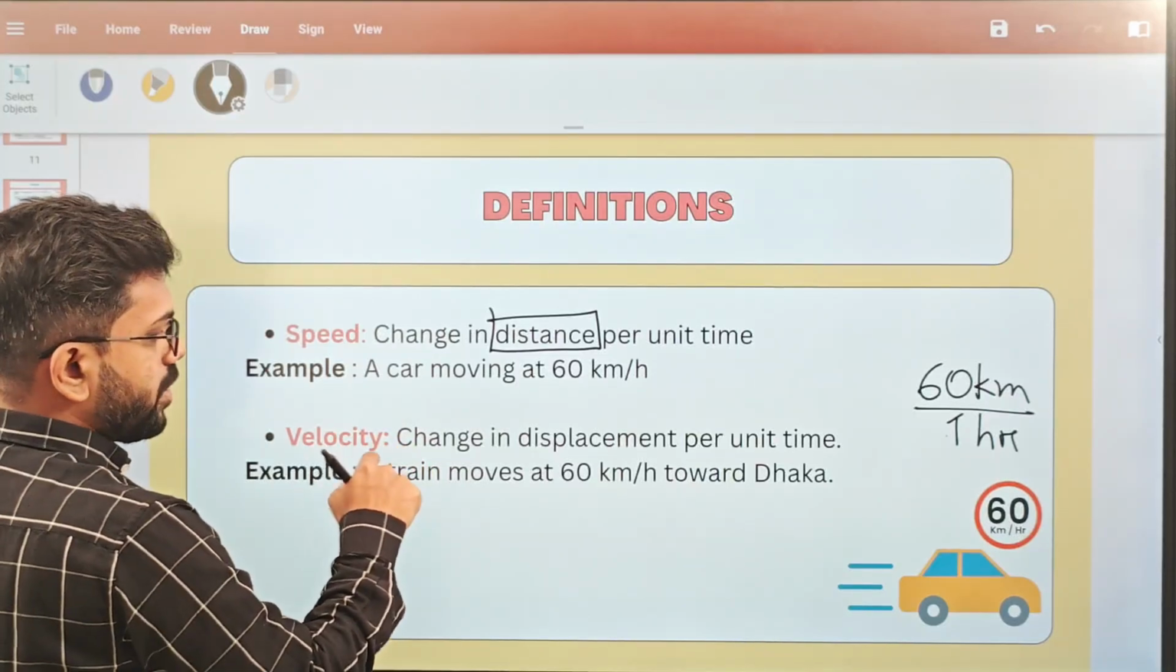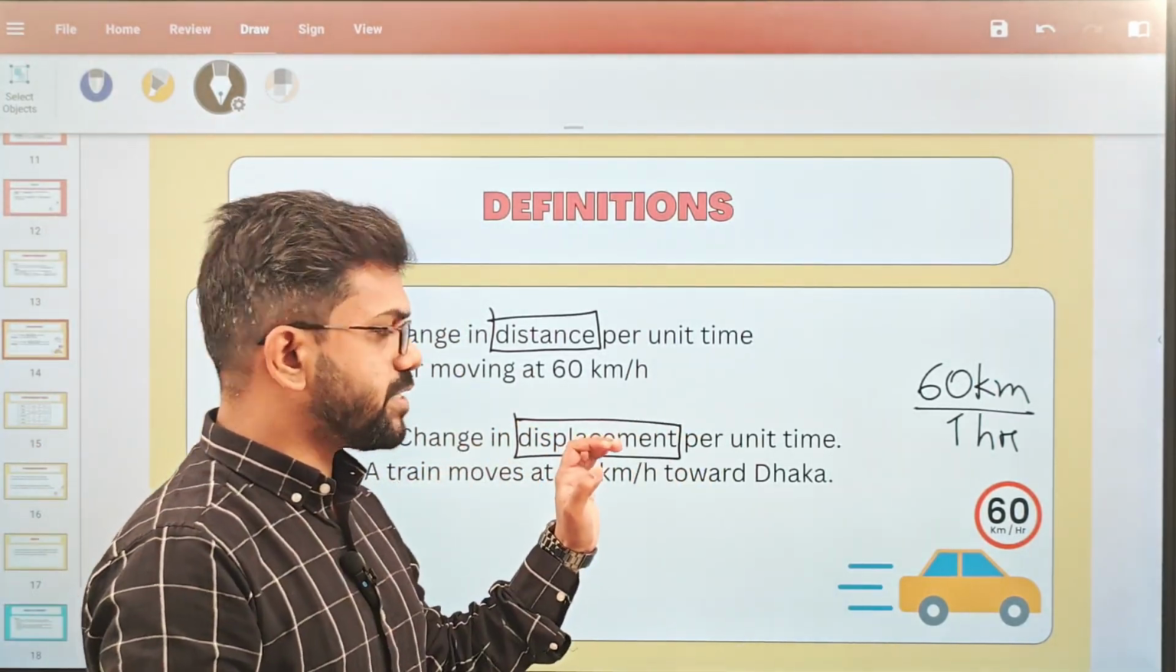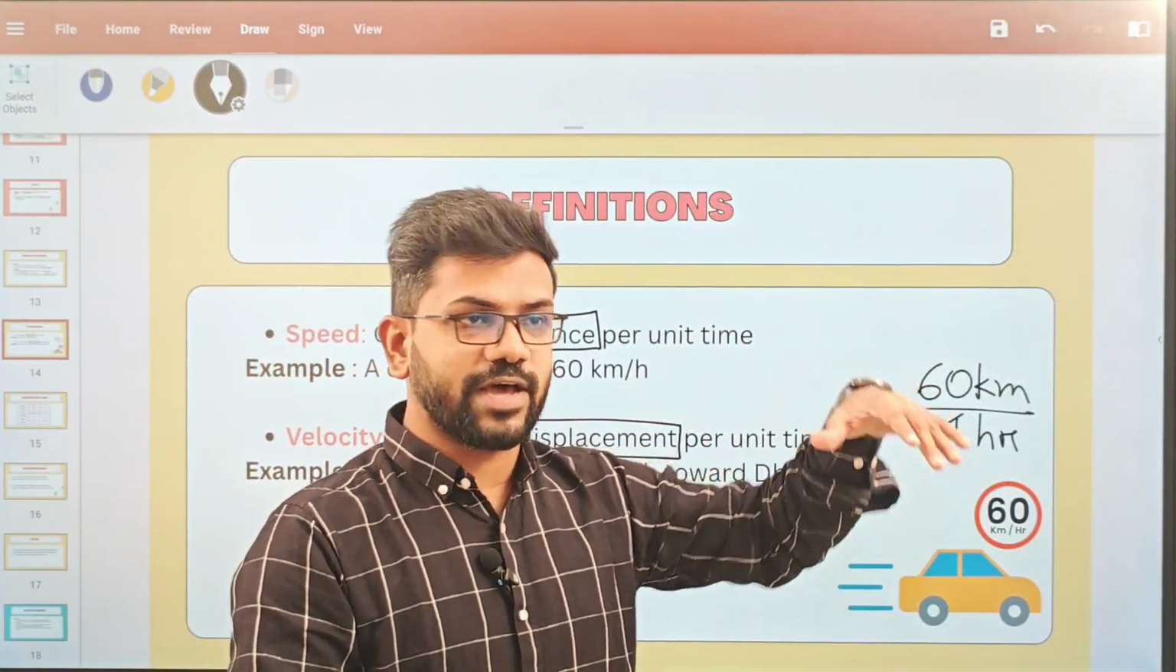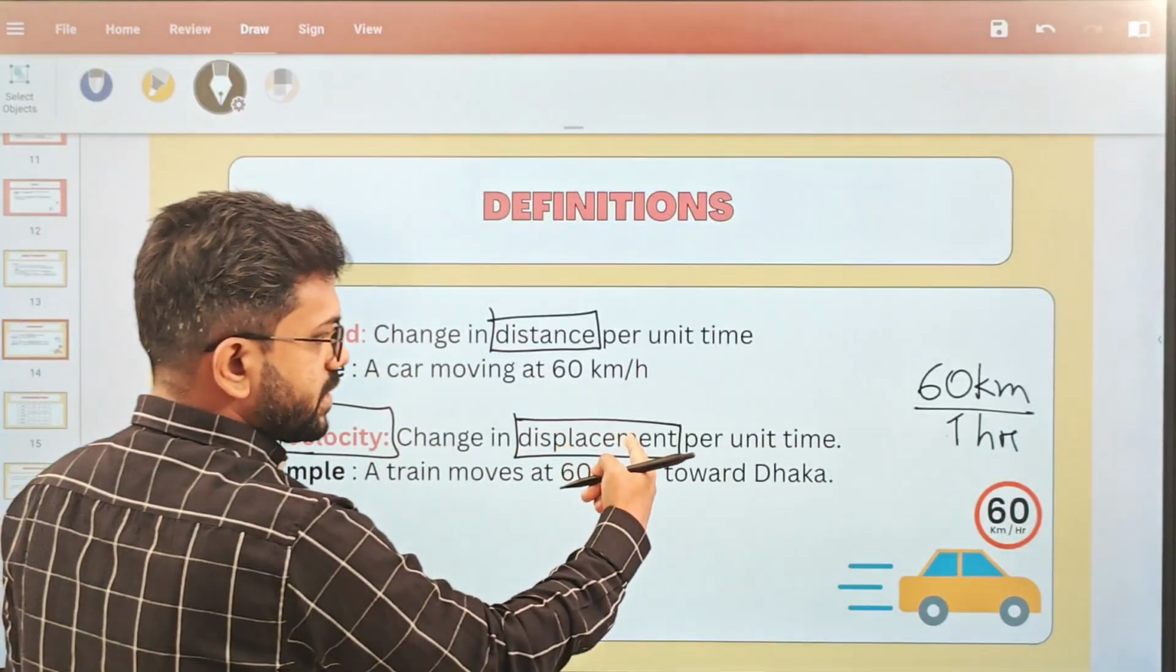On the other hand, velocity is the change in displacement per unit time. So displacement is related to the direction and value. That means velocity will also be a vector quantity because of this.